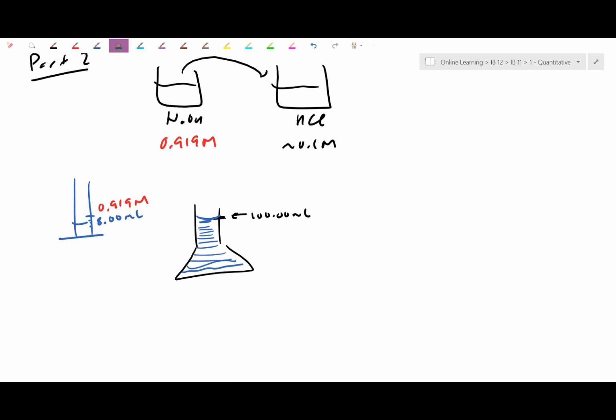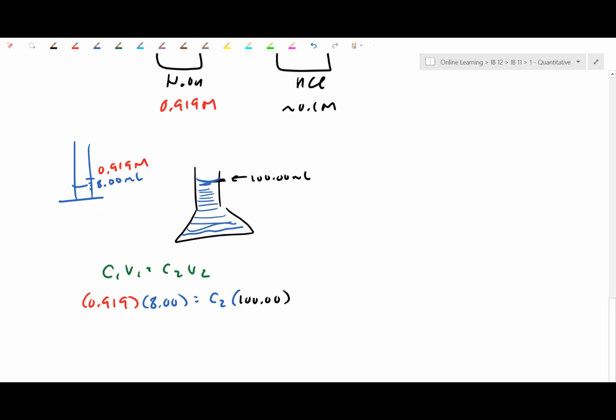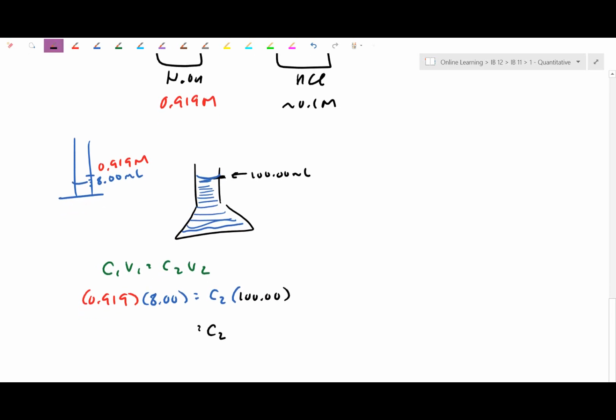For your dilution, you can think about your stoichiometry. C1V1 equals C2V2. Our starting concentration, I had standardized it as 0.919. The starting volume is going to be 8 milliliters. What's the new concentration? I know it's diluted by a factor of about 10, but I want to know exactly what it is. The volumetric flask, again, has 2 decimal places of precision. I divide these numbers through: 0.919 times 8 divided by 100, and that gives me another random number, but at least roughly closer in terms of the concentration. So if I now take this diluted NaOH and titrate against HCl, 0.07 is a lot closer to 0.1, and who knows what that 0.1 actually is.